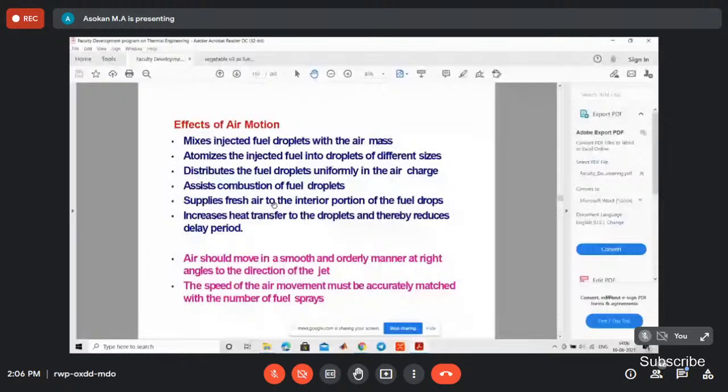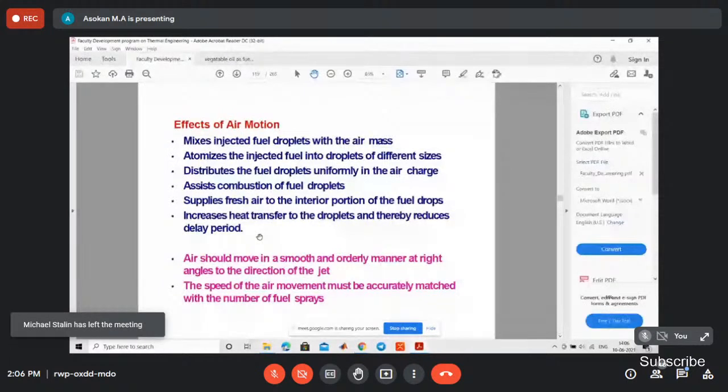So it assists combustion of fuel droplets, to supply some fresh air to the interior portion of the fuel droplets. The interior portion needs the fresh air. So if we are not circulating the air, it is not supplying the fresh air to the interior of the droplets, right? So there is a possibility of failed combustion. It increases the heat transfer to the droplets and thereby reduces the delay period. Okay, that is the advantage of air motion. It decreases the delay period. So while decreasing the delay period, then the proper combustion happens.